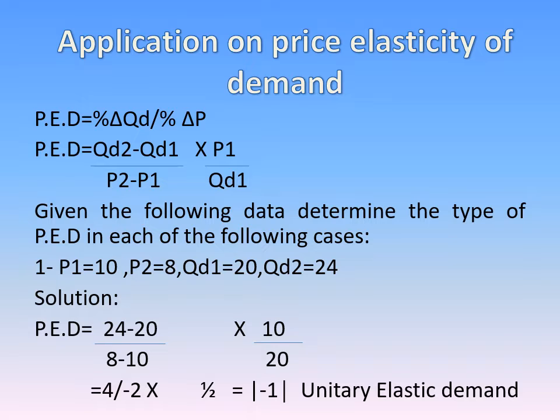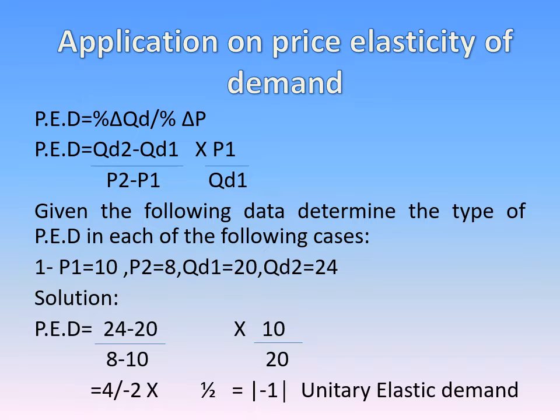So here in the first example, we have P1 equals 10. So the first price was 10. What is the reaction at this price? QD1 equals 20, as you see. And then a change happened. P1 changed to P2, so P2 equals 8. So the price decreased from 10 to 8. And then, obviously, when price decreases, quantity demanded will increase. And the new value is 24.